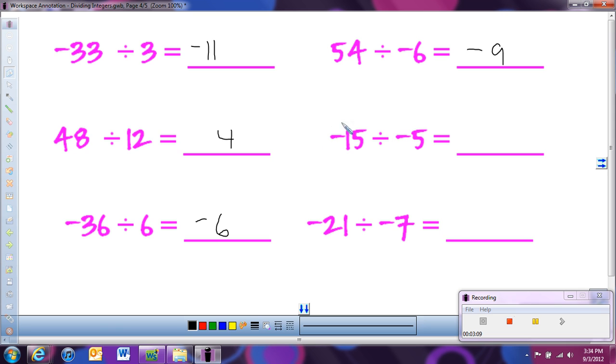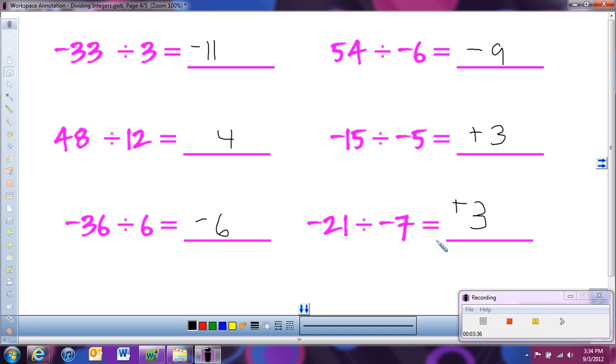In this next case, we have two negative numbers. And remember, if they're both negative, those two negatives can hang out with each other. They make each other positive. So two negatives equal a positive. So negative 15 divided by negative 5 will give us 3. And this last one down here, same idea. They're both negative, so that means our answer is going to be positive. And negative 21 divided by negative 7 will give us positive 3.